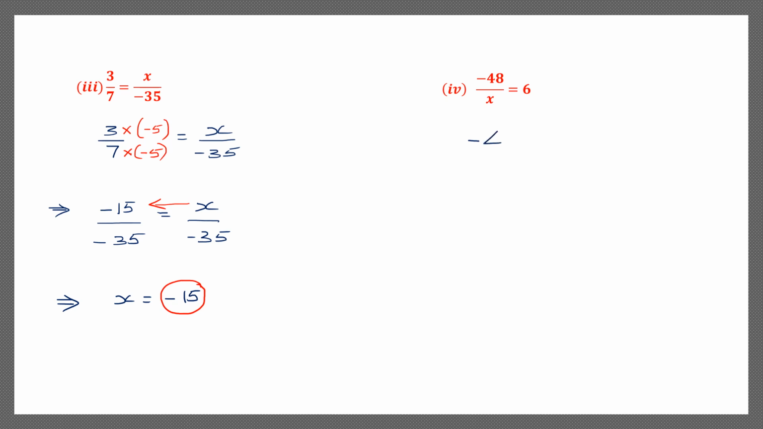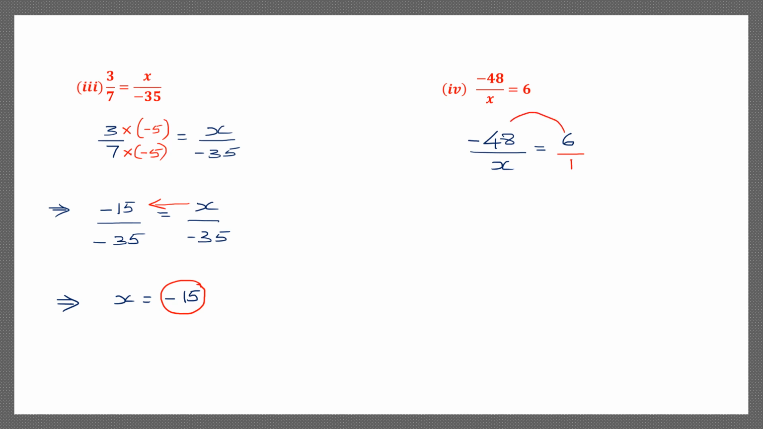So minus 48 by x is equal to 6. So let's make 6 a fraction. It's a whole number. We are not going to change its value. So that means I have to give it the denominator 1. Only then will the value remain the same. I can't write 2 or 3 or 4. It will all change. Only when I give it the denominator 1, 6 will remain as 6 itself.